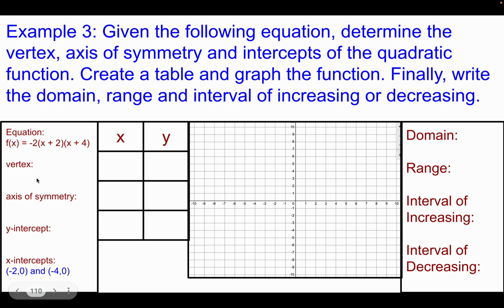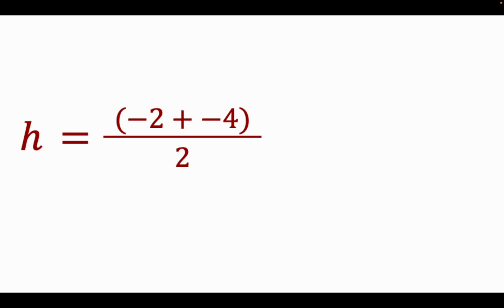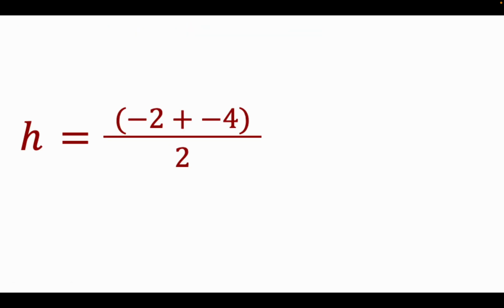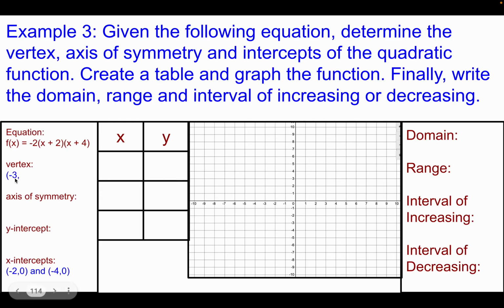To get my vertex, well, it just so happens that the vertex is always in between your x-intercepts. So my vertex is going to be the point that's in between negative 2 and negative 4. You can probably spot that that's going to be negative 3. If you can't see where the exact middle is, you can just add your two x-intercepts together and then divide by 2. So negative 2 plus negative 4 is negative 6, divided by 2 is negative 3. So your vertex is going to be at negative 3.